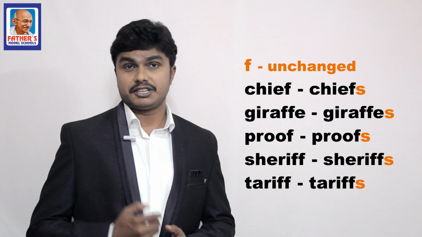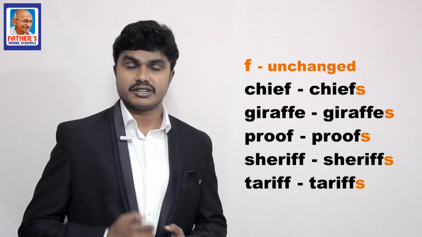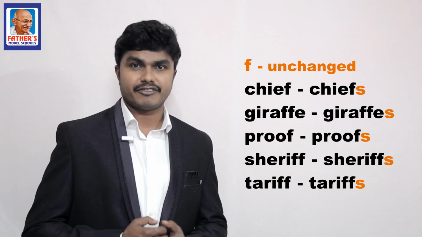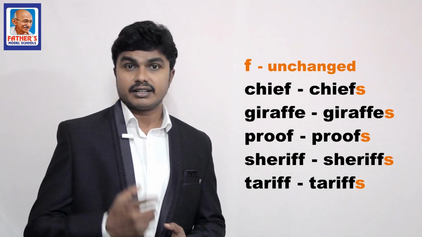Some more examples are chief, chiefs, giraffe, giraffes, proof, proofs, sharif, sharifs, and tariff, tariffs. Let us see some more nouns ending in y. For a noun ending in y, change the y to an i and add es to form the plural.